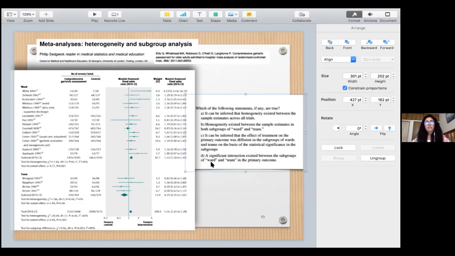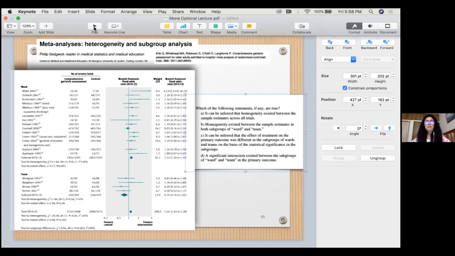Okay, read the last line. A significant interaction existed between the subgroups of ward and team in the primary outcome. So what is interaction here? Is anybody aware of the test for interaction? We actually didn't study that. I think it's in the assignment, but okay, we'll come to it. Don't worry. So the test for subgroup analysis is the test for interaction.